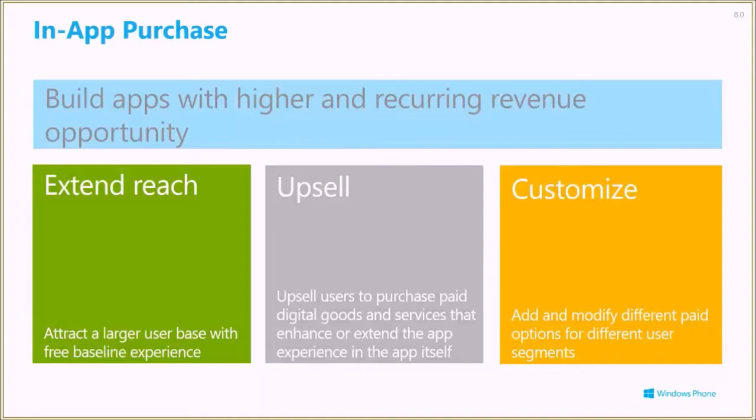A durable is something that you buy once and own forever. For example, in Angry Birds, you can buy a level once and you don't buy it again, right? So that's called a durable. A consumable means that you consume it.